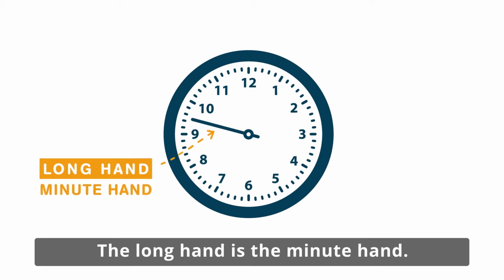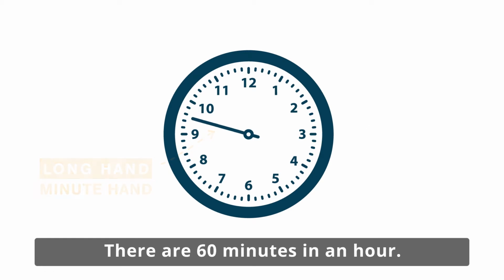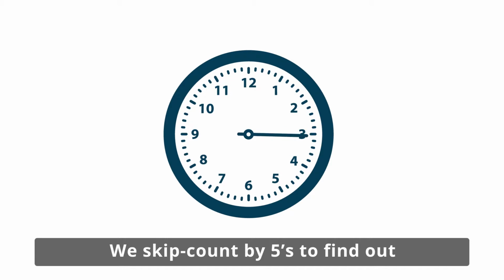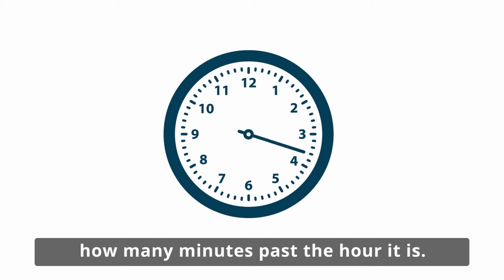The long hand is the minute hand. There are 60 minutes in an hour. Each large number on the clock is a group of 5 minutes. We can skip count by 5s to find out how many minutes past the hour it is.